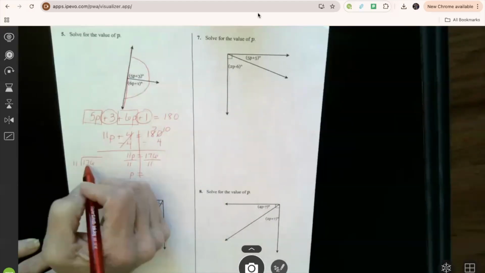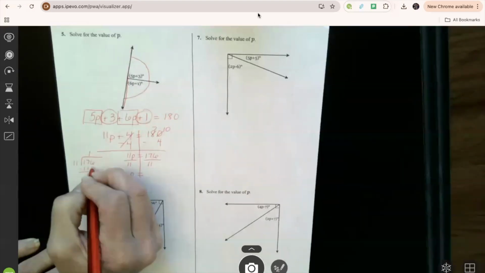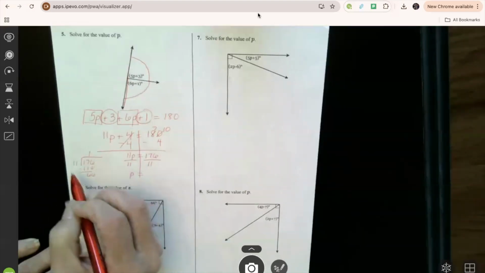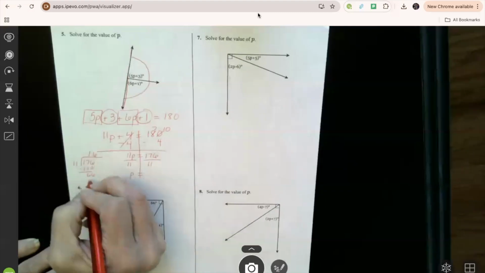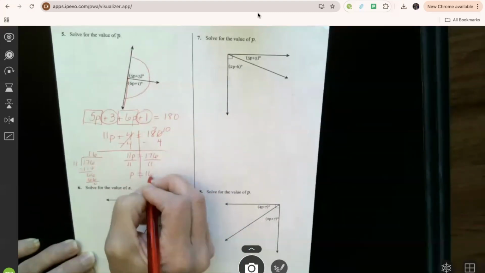And I have p equals, I'm not sure what 176 divided by 11 is, so I'm going to use long division. 11 goes into 17 one time. 1 times 11 is 11, subtracting it gives 6. Bring down this 6. 11 goes into 66 6 times. So p is equal to 16.